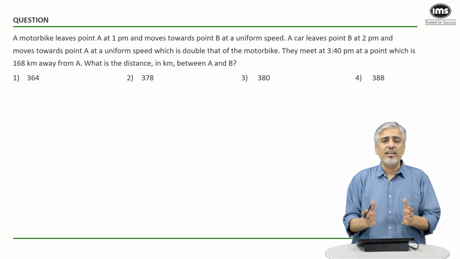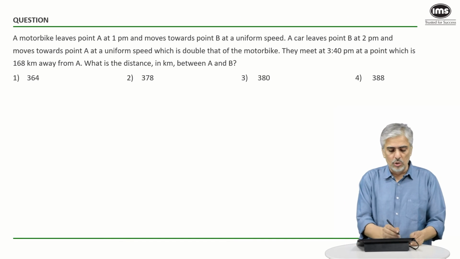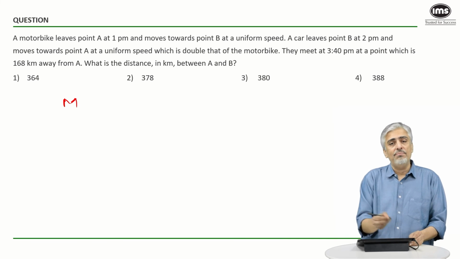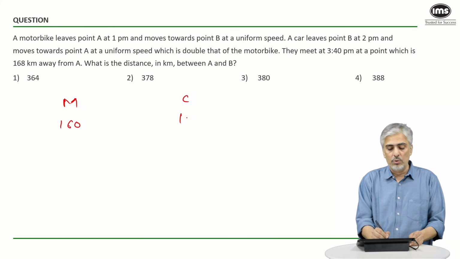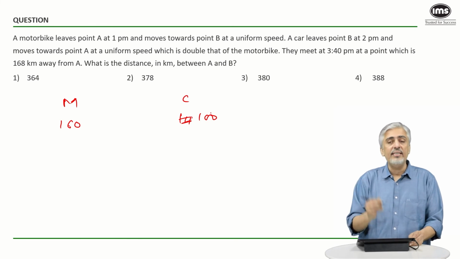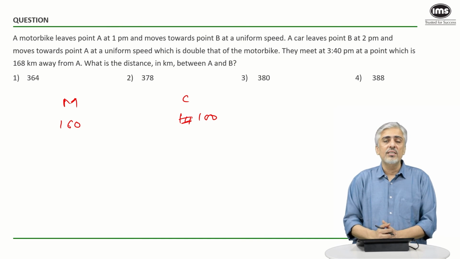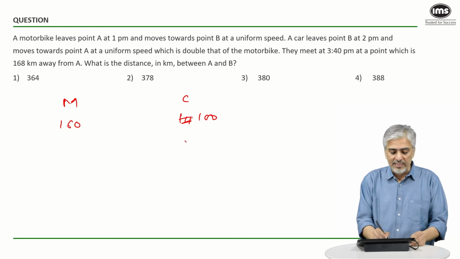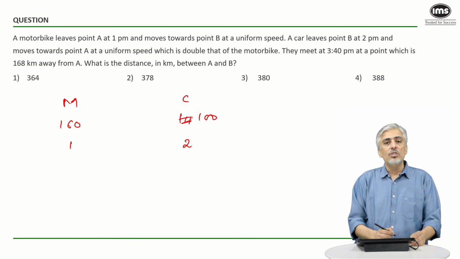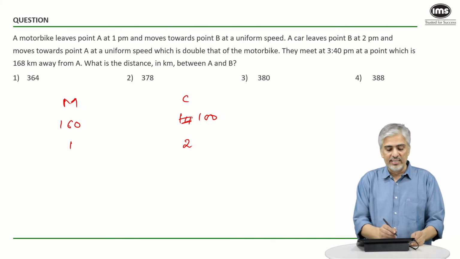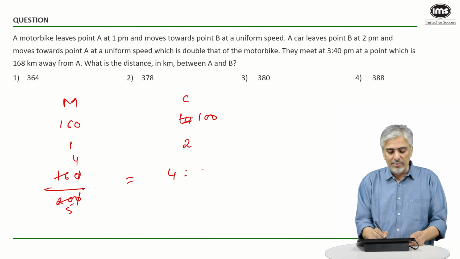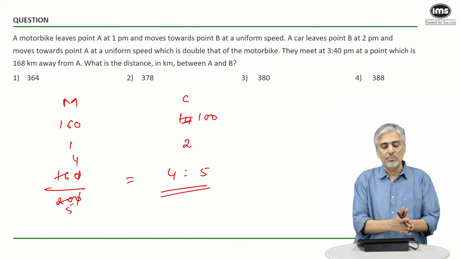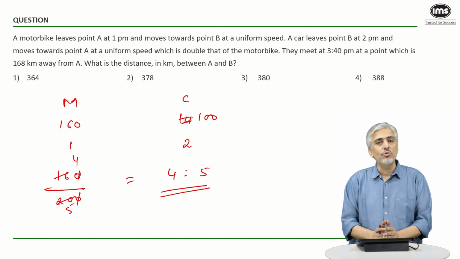Looking at the third approach, if I compare what the motorbike and the car are doing. The motorbike travels for 160 minutes, while the car travels for only 1 hour 40 minutes, so 100 minutes. While the speeds were in the ratio 2:1, that means the car was double the speed of the motorbike. So can I say the ratio of the distance will be 160:200? Reduce that. That becomes 4:5. The distance covered by the motorbike and the distance covered by the car will be in the ratio of 4:5.